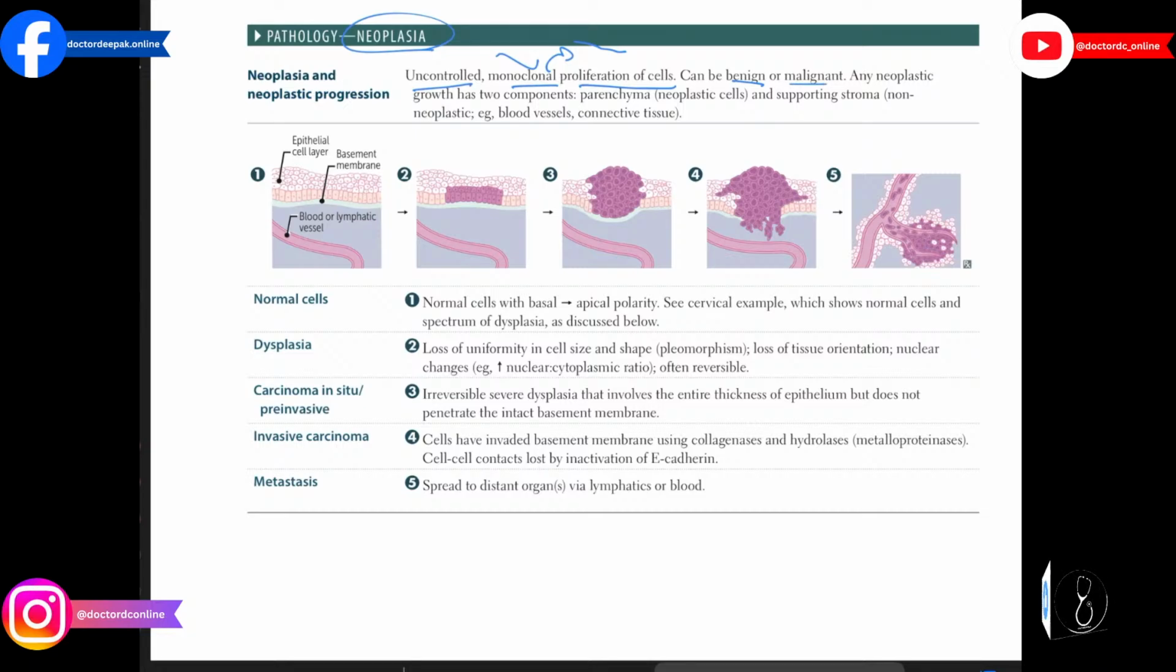A neoplastic growth has two components, and you have to remember these two components of neoplasia. One is parenchyma and the second is stroma. What is parenchyma? The parenchyma is the functional tissue of an organ, distinguished from the connective supporting tissues. Basically, parenchyma means the neoplastic cells, and the second part is the supporting stroma. The stroma is the non-neoplastic part, containing the blood vessels and connective tissues.